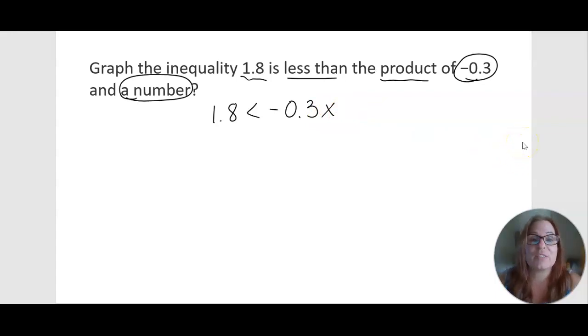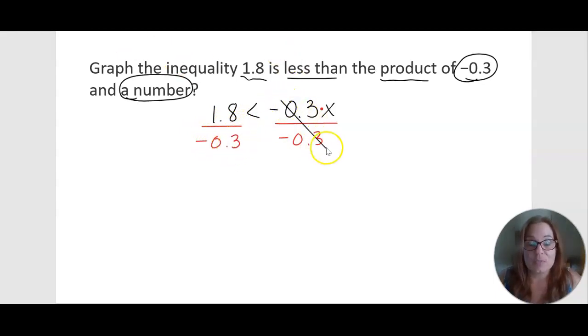So now I have to solve it. And just like solving equations, the key is look at the operation being done to the x and do the opposite, right? So if I look at what's being done to the x, it's being multiplied by negative 0.3. The opposite of multiply is divide by negative 0.3. So I'm going to do that on both sides.